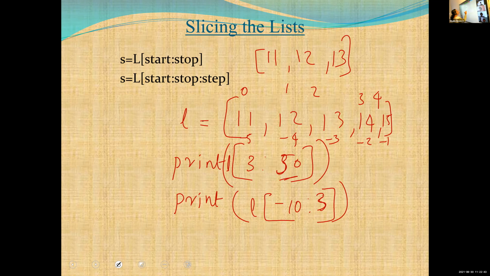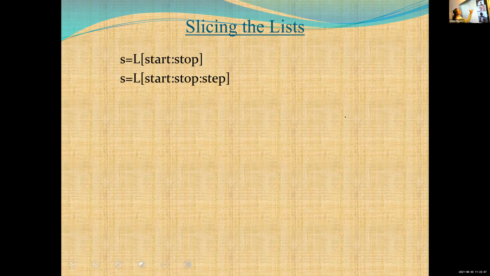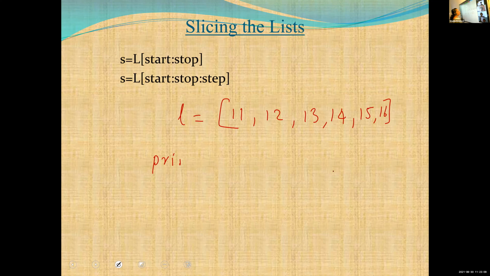L is equal to... I want to print L of start value 1, stop value 6, then step value 2. What is the output, Aditya?